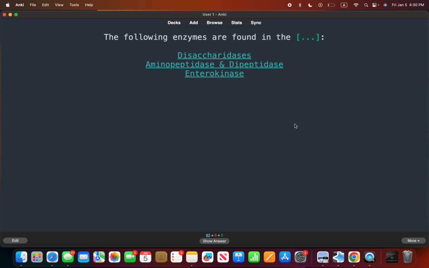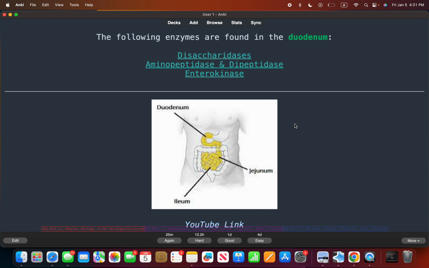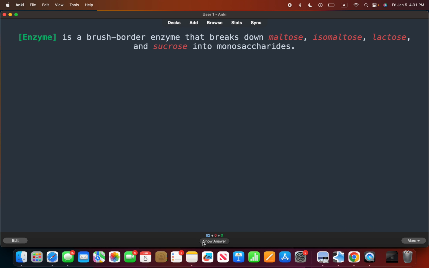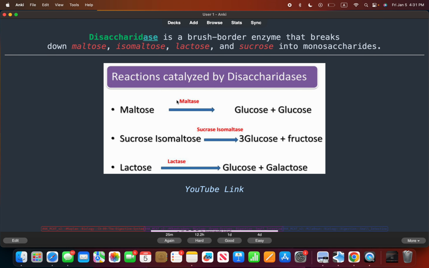The following enzymes are found in the duodenum: disaccharidases, aminopeptidase and dipeptidase, and enterokinase. These should be found in the duodenum. What enzyme is a brush-border enzyme that breaks down maltose, isomaltose? This should be disaccharidase. Disaccharidase, yes.